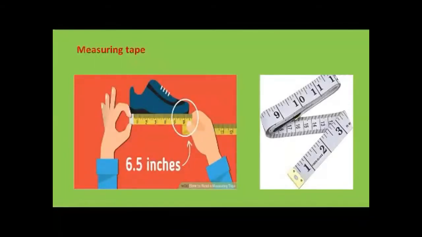The third one is the measuring tape. This is a measuring tape, as you can see in the picture. This one and this one are measuring tapes. I think we all have a measuring tape in our home. We can measure the size of a lot of things with this measuring tape. For example, you can measure the size of your shoes. You can also measure the size of your shirt and other things like the table or even your height.